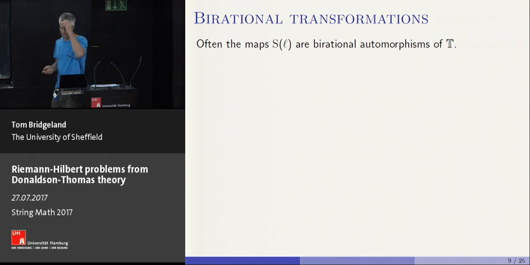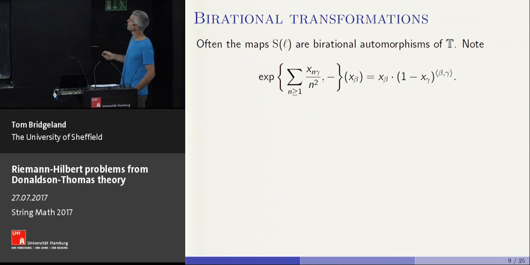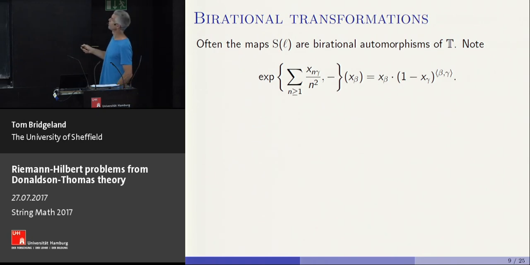And so, just to make contact with probably the way you're more used to seeing this, these maps are actually often birational automorphisms of the torus, and there's a standard formula for them. The way you see that is you can compute this time one Hamiltonian flow. So you exponentiate this derivation. When you do that, you're going to bring down a factor of n because it differentiates this, and that's going to turn into the power series for log. And so when you exponentiate it, you're going to get the power series for log(1 - x_γ), and when you exponentiate that, you're going to get this term. So this is just a simple calculation.